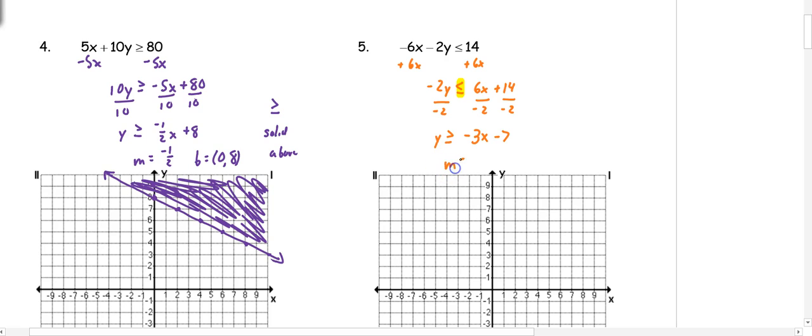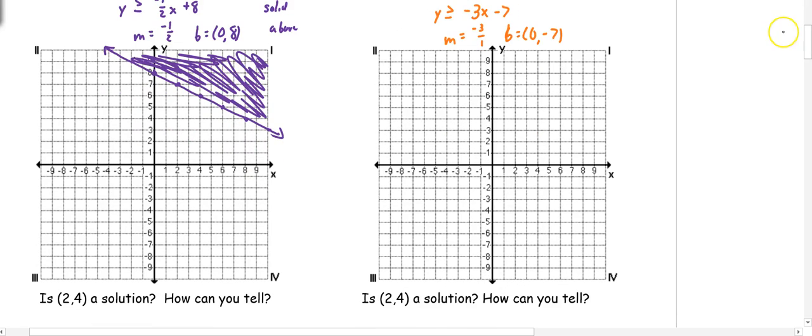So in this case, my slope is negative 3 over 1, and my y-intercept is 0, negative 7. So I'm going to go to negative 7 on my graph. I'm going to go down 3 over 1. That only gives me one dot, so I'm going to go the opposite direction. I'm going to go up 3, left 1, just to get a better line with more points.